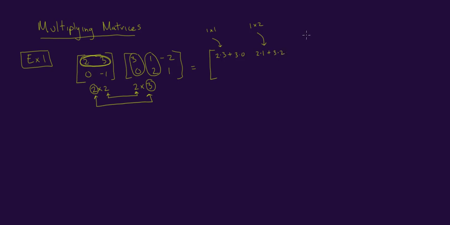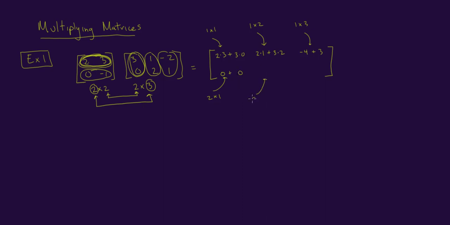3 times 2. Are you starting to see it now? So the 1 by 3 entry is going to be first row, third column, giving us 2 times -2, which is -4, and 3 times 1, which is 3. And then we can move on down to the second row. So to get the 2, 1 entry, we'll now do second row versus first column. 0 times 3 is 0. -1 times 0 is 0.